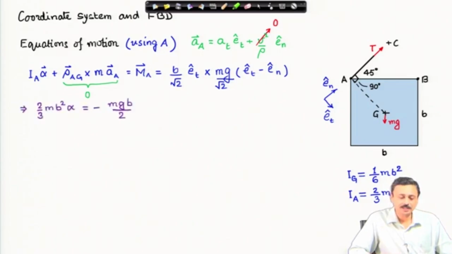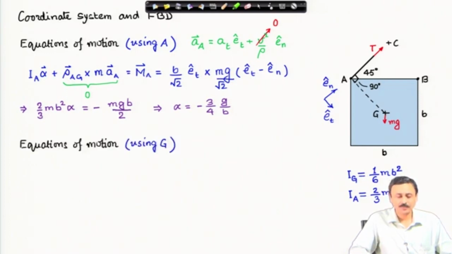Then it is straightforward algebra. I calculate alpha, the angular acceleration of the plate at t equal to 0 plus, just after the break occurs. Now, because I have to calculate the tension in the string, I use the equation of rotational dynamics about G, and that is a very straightforward equation.